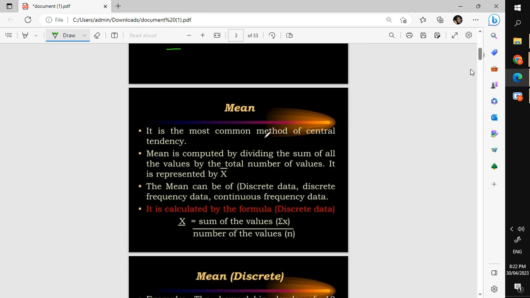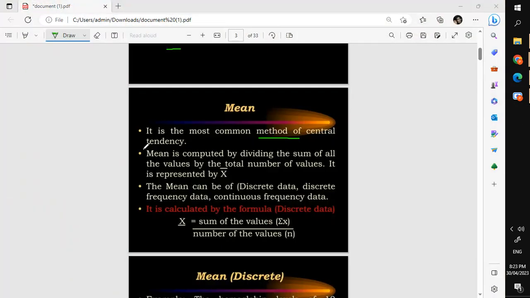The mean is the most common method of central tendency. If you have read research papers, the mean is the most popular measure of central tendency in making an inference or in making a conclusion about the population in a particular study. The mean is computed by dividing the sum of all the values by the total number of values. It's represented by bar x.